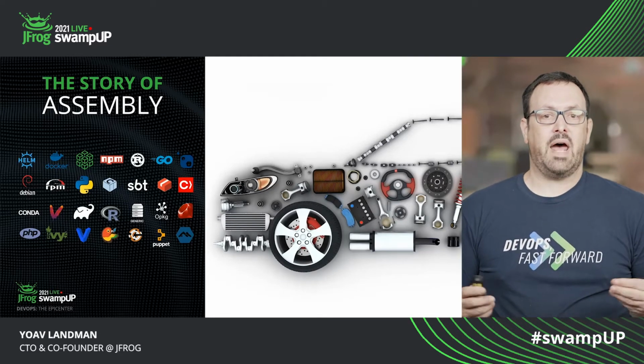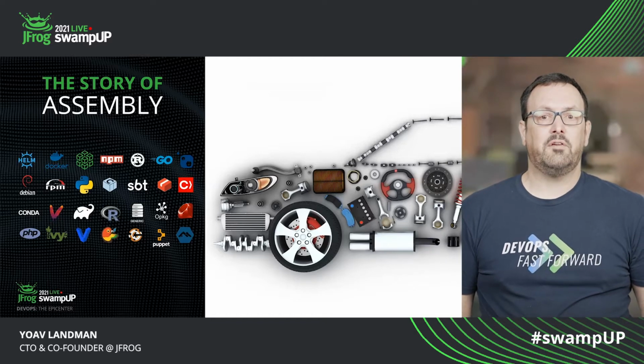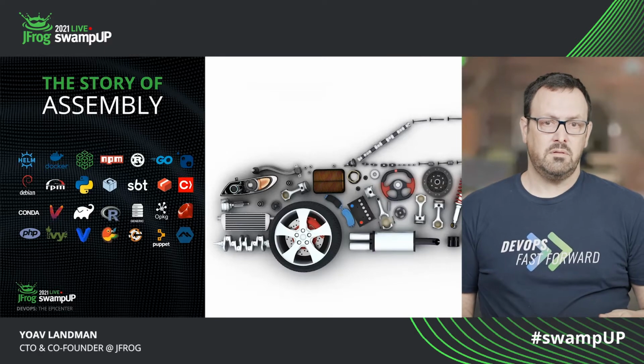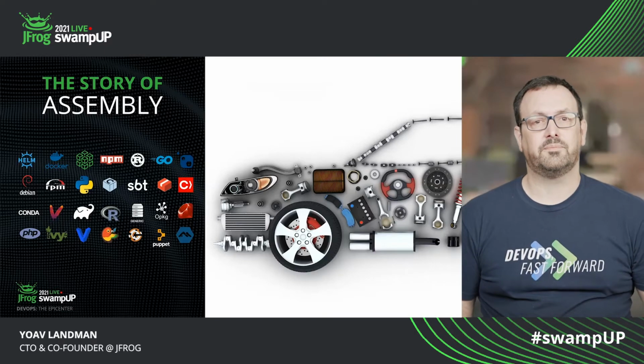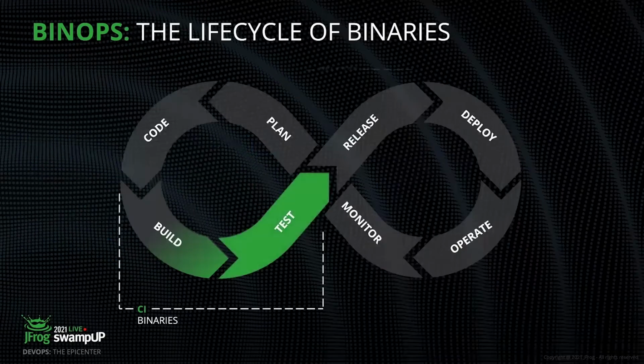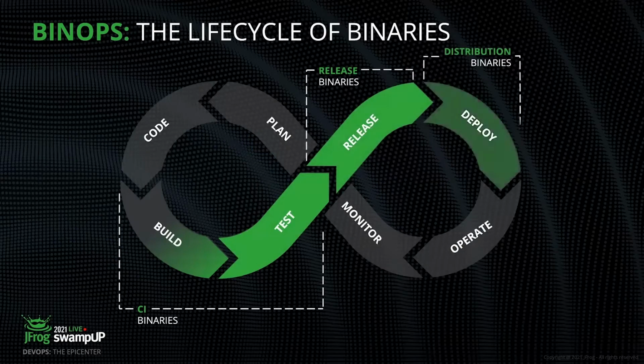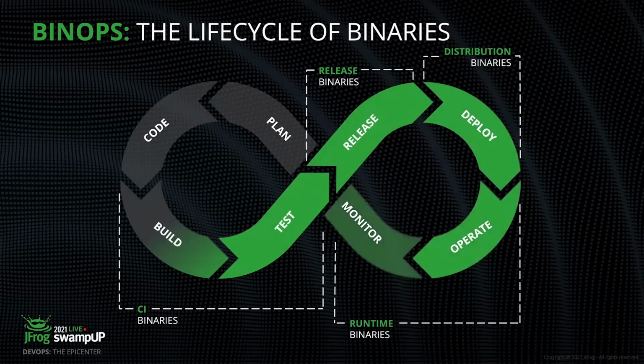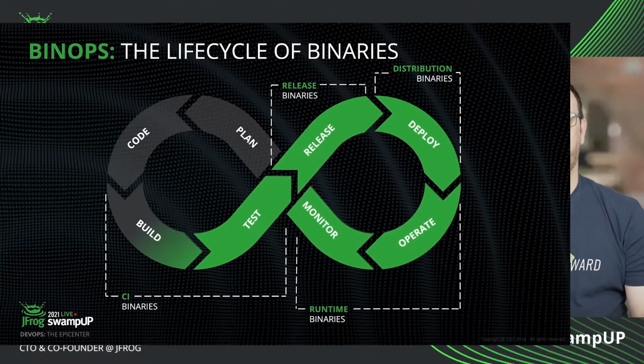So in order to trust a software release, we need to have trust in every single component in this chain, yours or a third-party component. Finally, the binaries you are going to run and monitor are the same binaries that you start with. Your CI binaries, your release binaries, your distribution binaries, and the binaries that you're going to end up with in your runtime are the same binaries.